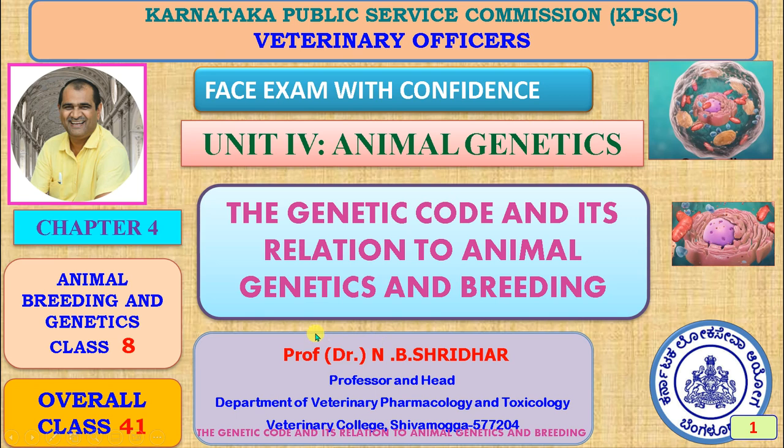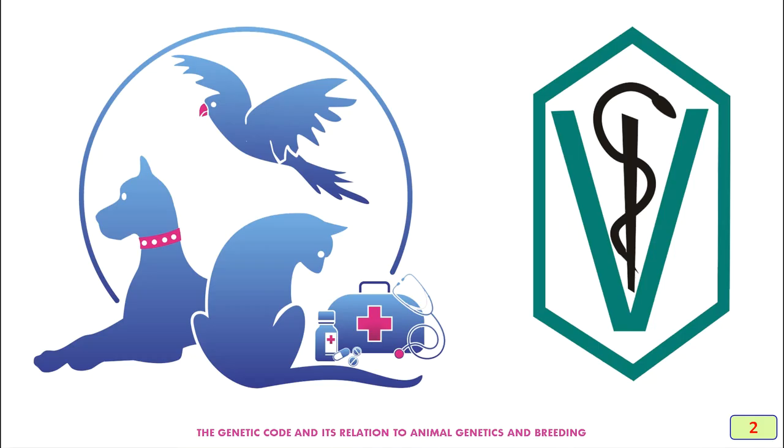Good evening, everyone. Today also we will take some class because the syllabus to be covered is much more. Hence, I'm going to take the class. So, this class title is the genetic code and its relation to animal genetics and breeding.